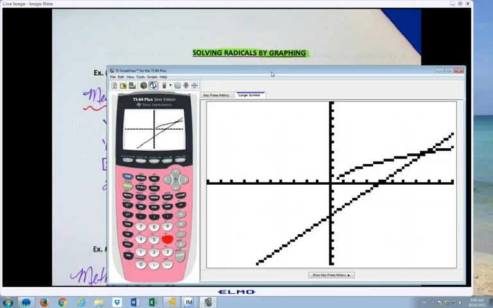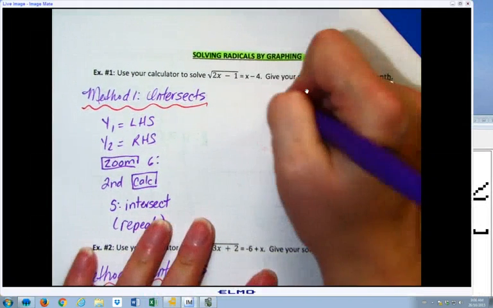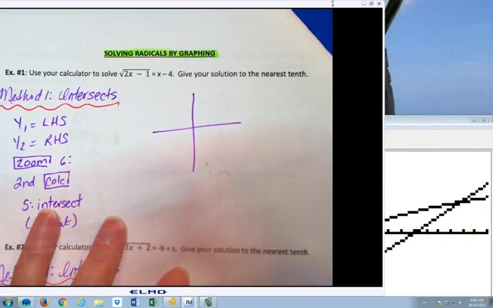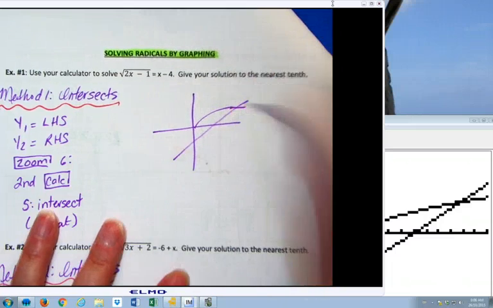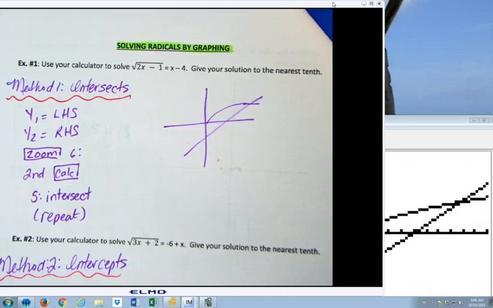How do you show the work for a question like this? You just sketch the graph. Doesn't have to be perfect. You're just doing a quick little sketch of what you see. So swoop this way, line this way. Ooh, let's pretend they intersected. That's step 1 of showing the work.